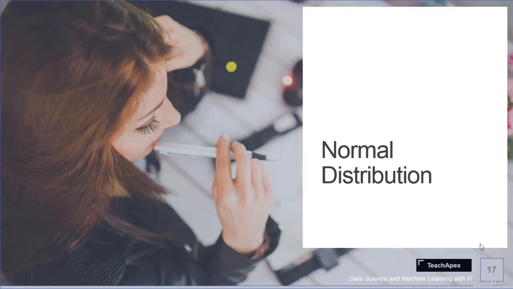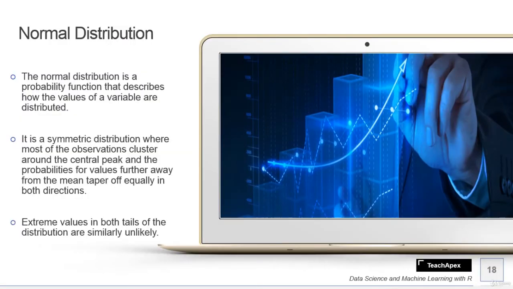So we are learning about how the graph is formed by using this technique of normal distribution, and how it appears. Moving on to another slide, the normal distribution is a probability function that describes how the values of a variable are distributed. In this we are going to know how the values of variables are distributed by this probability function.